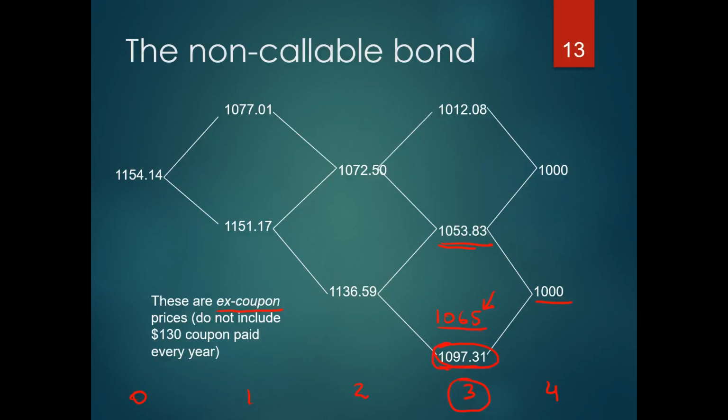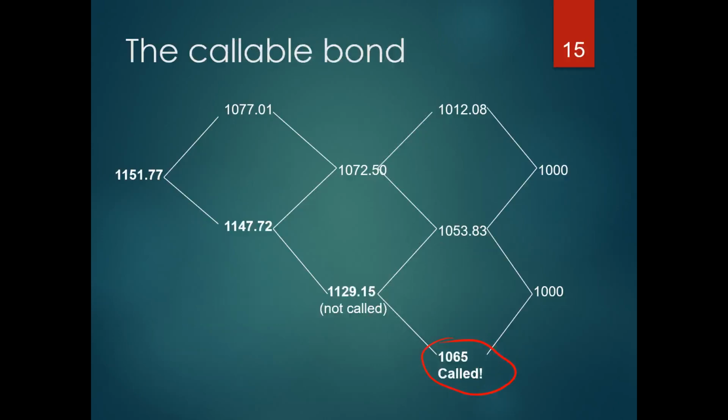Why? Because the market price is 1097 and you can buy the bond for 1065. That means you're going to be saving some money. So when we put the price of the callable bond, instead of the 1097, we're going to put the 1065. So here the bond was actually called. Now, since these two prices didn't change, this price is not going to change. Now, this price is going to change.